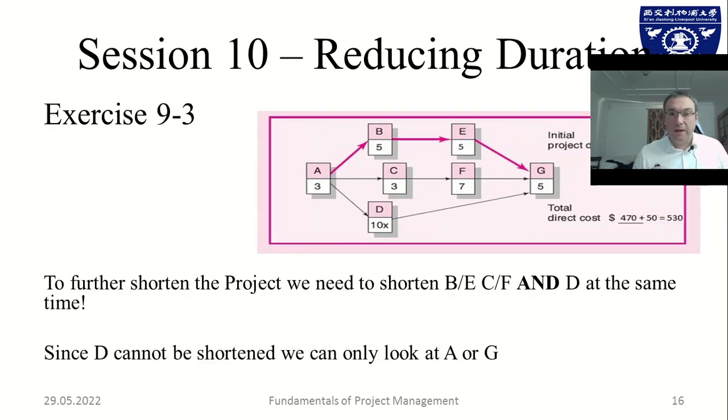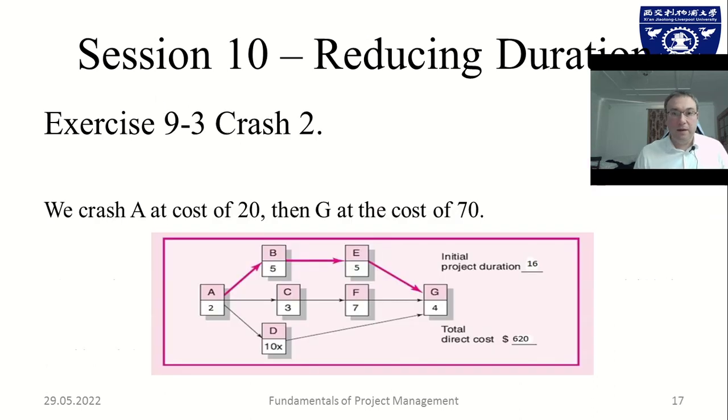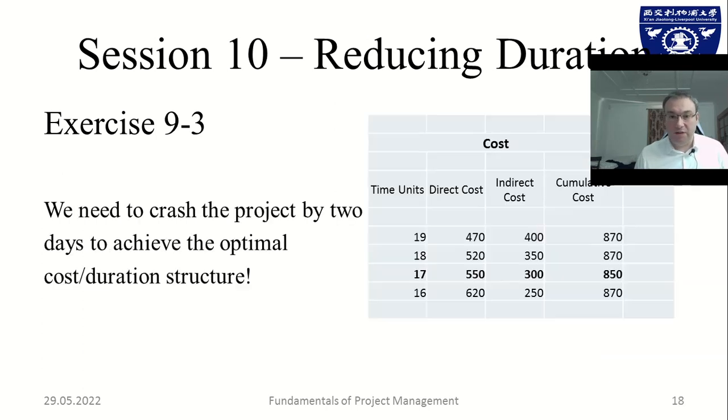So we cannot shorten D, so we can only look at A or G. Crashing A at a cost of 20, then crashing G at a cost of 70, we come to the project duration of 16 and total direct cost of 620.